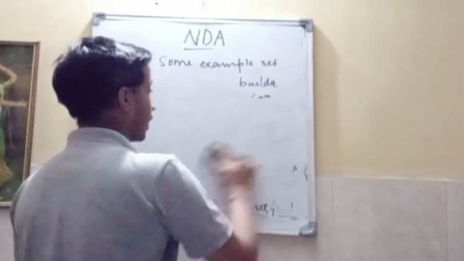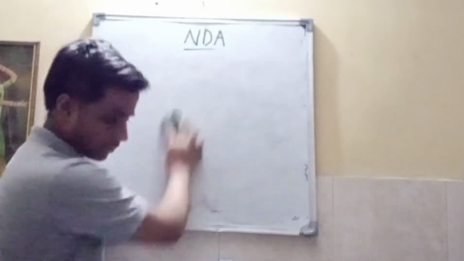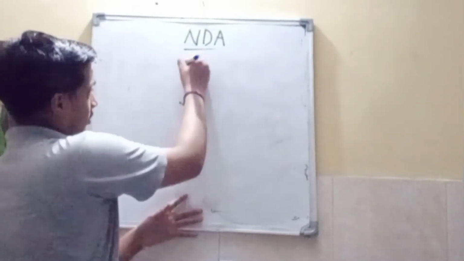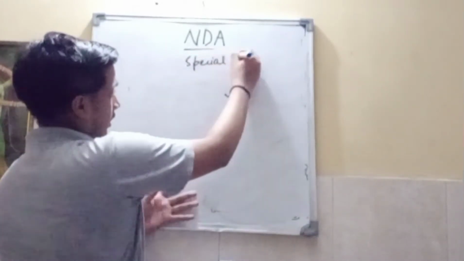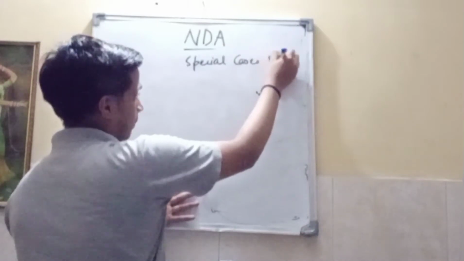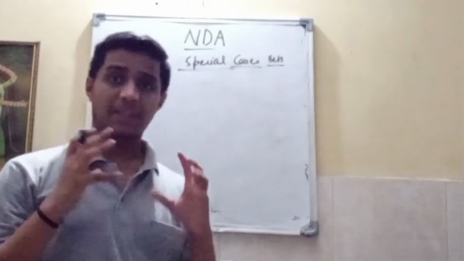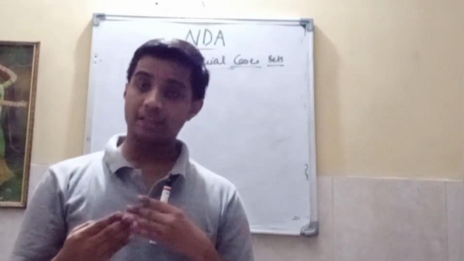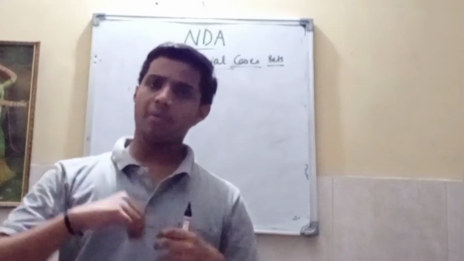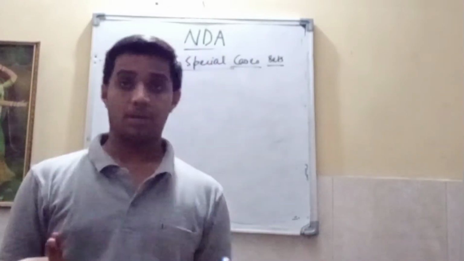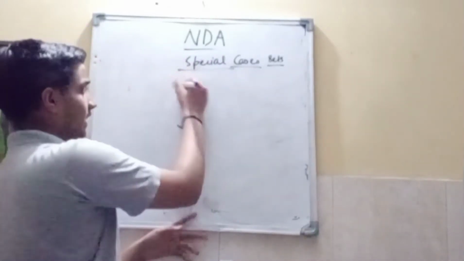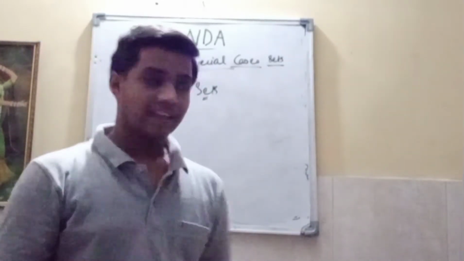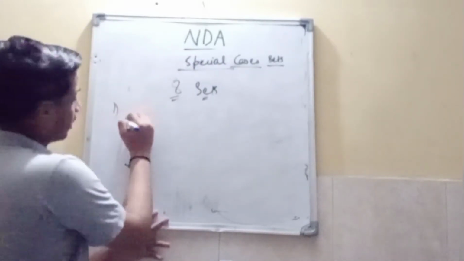So the next thing we are going to discuss is special cases of sets. There are some special sets. For example, some have 1 element, some have no elements, and some have infinite elements. So there are basically 8 sets. The first one is finite set.